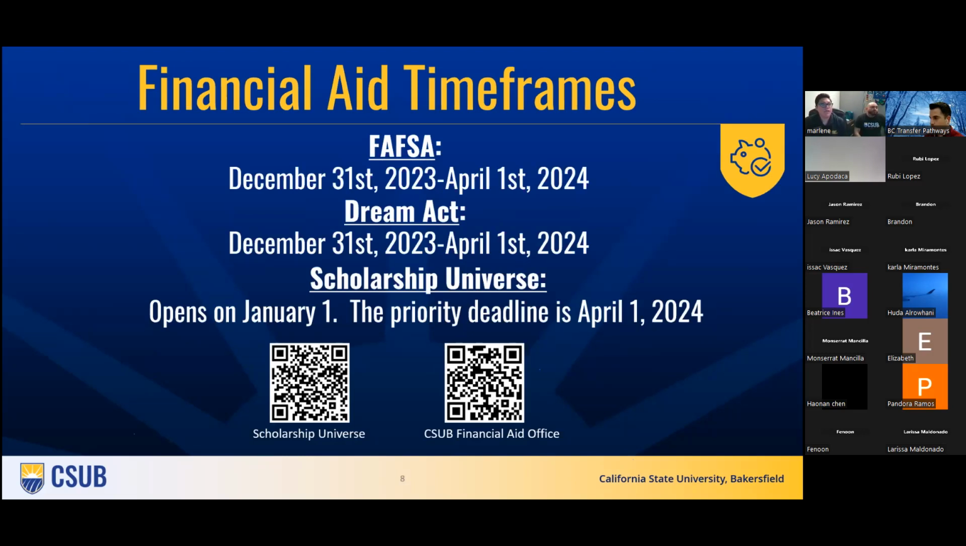Financial aid timeframes. Financial aid, your FAFSA. It opened up December 31st, 2023. It is going to close April 1st, 2024, as well as with Dream Act, same dates. Opened up the 31st of December. It'll close April 1st, 2024.